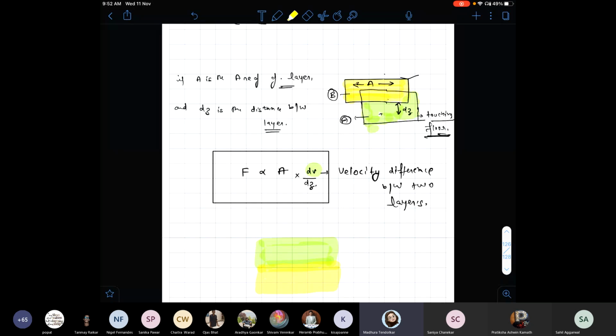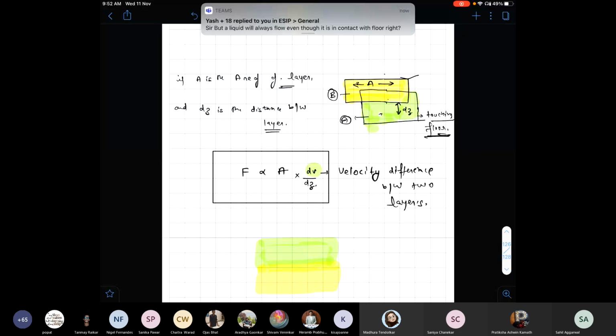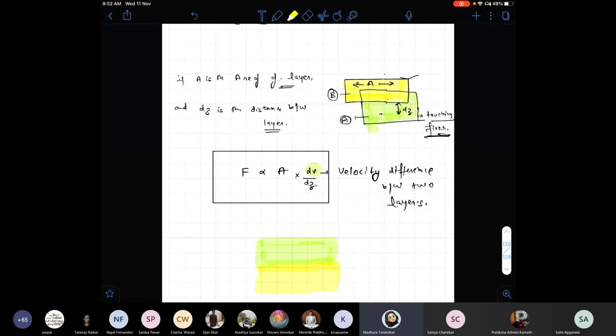If the two layers are in contact, they won't be able to move easily. Understood? So then how is it related to liquid? We are talking about the layers of liquid only, na? This topic, what we are reading, is liquid only.